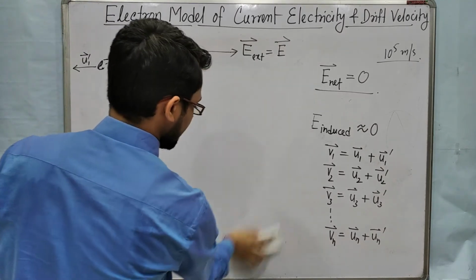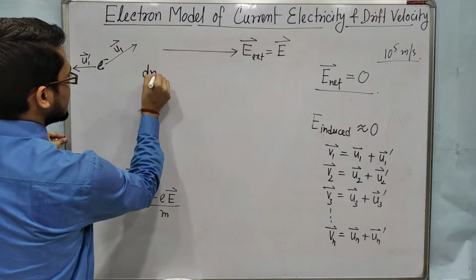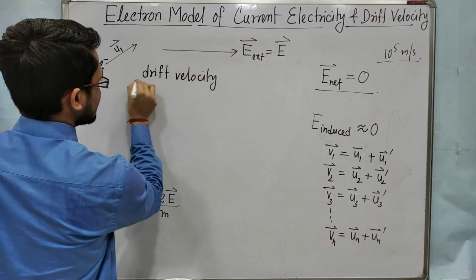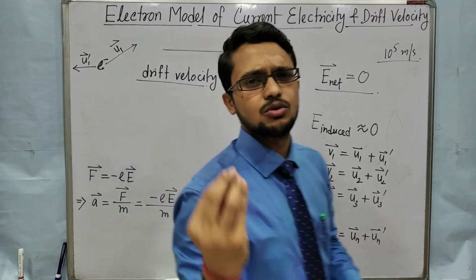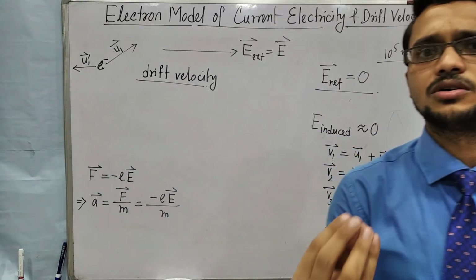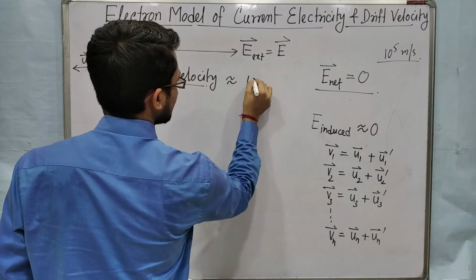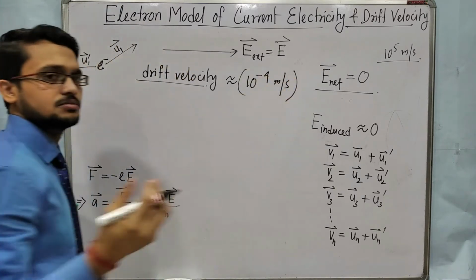We will get the average velocity of those electrons, which is known as drift velocity. Drift velocity means the velocity of electrons, but a very slow velocity. Its order is almost 10 to the power minus 4 meter per second. It is very small.